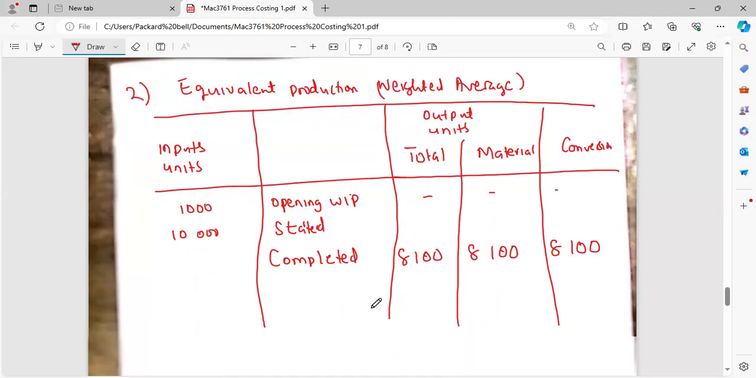So after you are done with this part, the next thing that you need to do now is we have our completed. So which means you just need to calculate your normal loss.